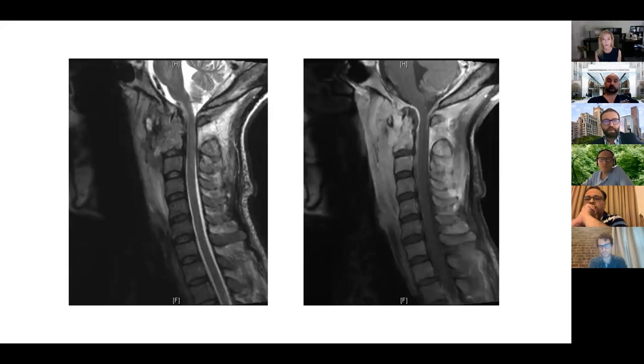So these are a couple of sagittal MR scans. T2 on the left side, and on the right side, a sagittal T1 with contrast. So definitely I'm going to have Dr. Gibbs here make some comments on what we see here.